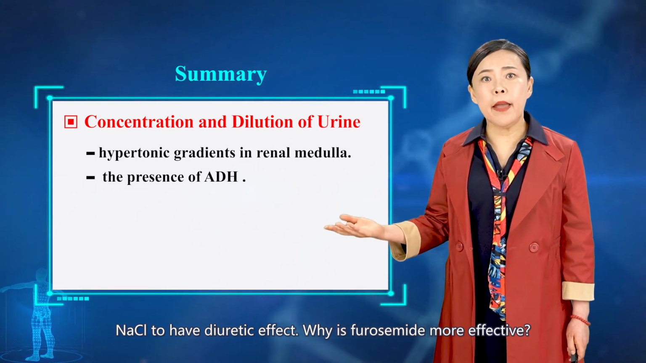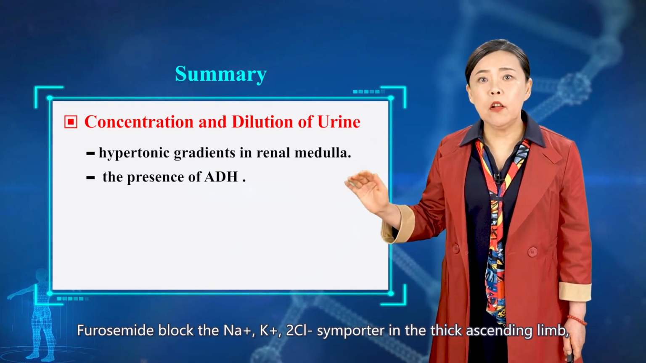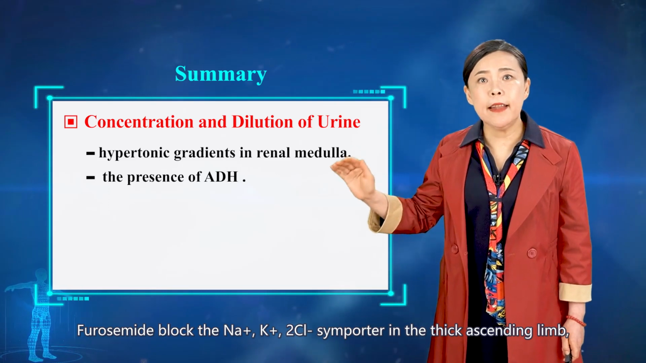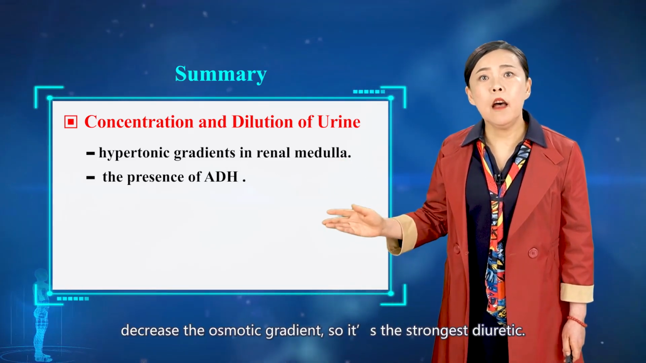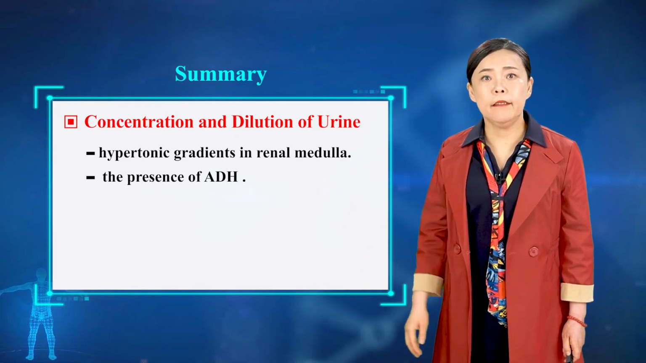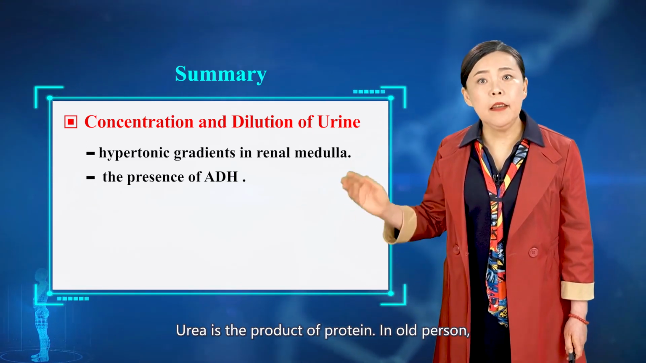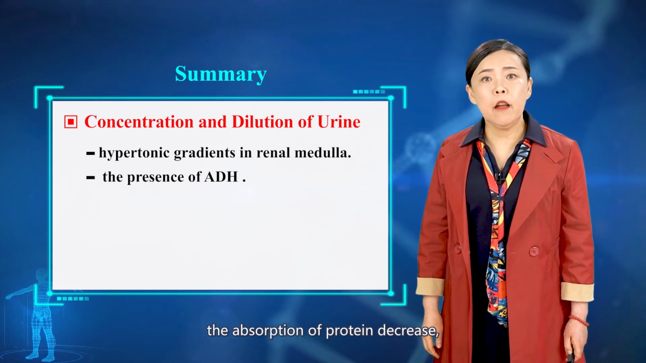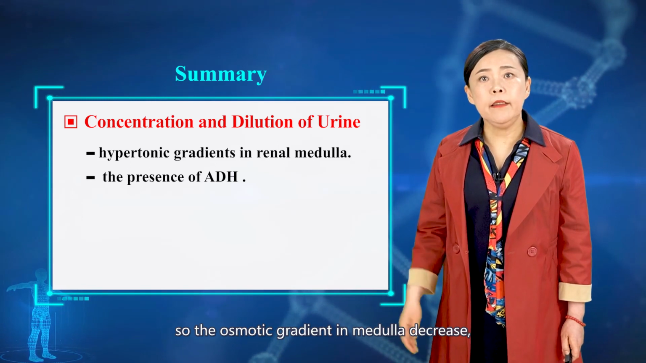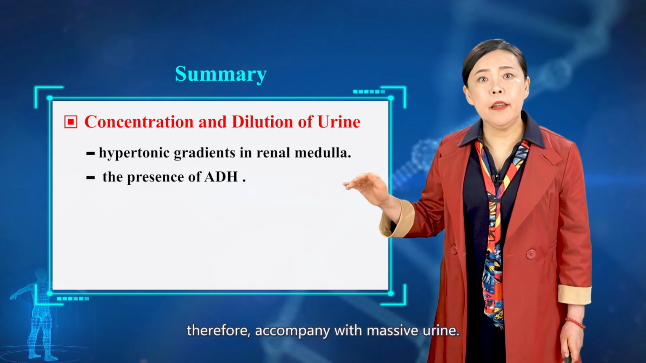Both furosemide and thiazide can block the reabsorption of sodium chloride to have a diuretic effect. Why is furosemide more effective? Furosemide blocks the sodium-potassium-2-chloride symporter in the thick ascending limb, decreasing the osmotic gradient, so it's the strongest diuretic. Urea is the product of protein. In old people, the absorption of protein decreases, so the osmotic gradient in the medulla decreases, therefore accompanied with massive urine.